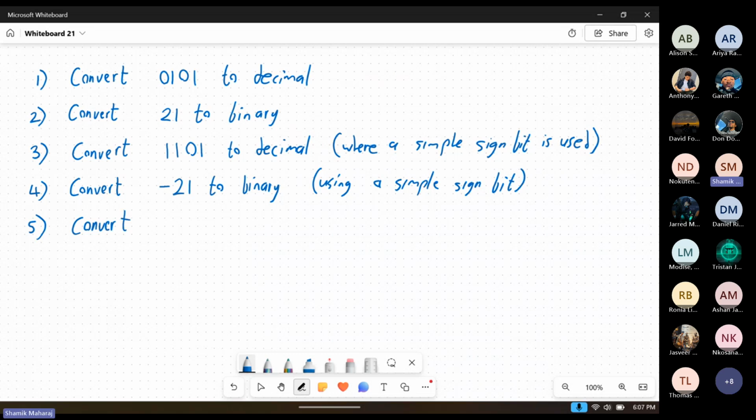We'll say convert. Let me think which one is easier to do this. 1, 0, 1, 1, 0, 0, 1, 2. Not in binary, sorry, convert it to decimal, using 2's complement.